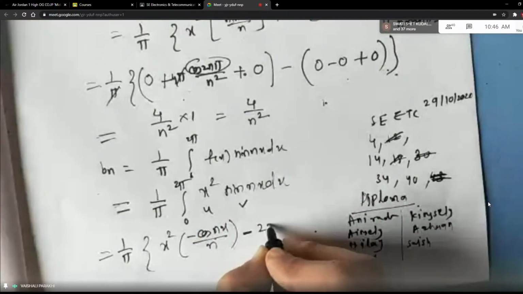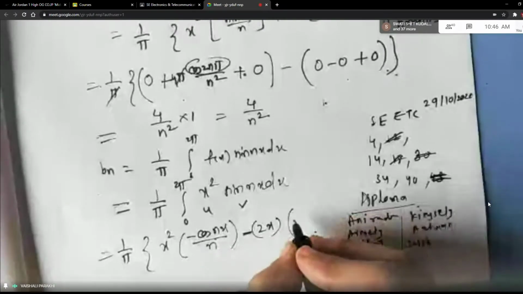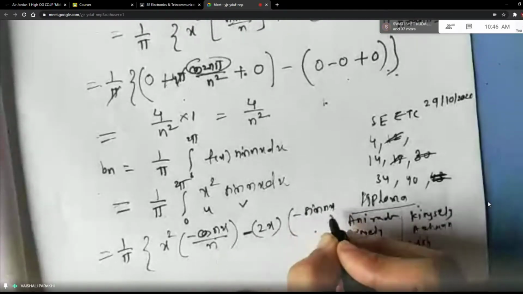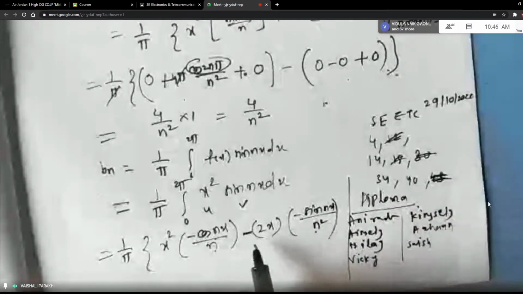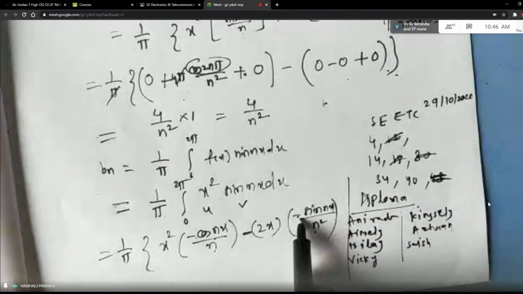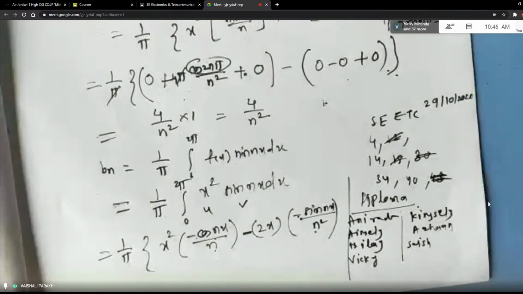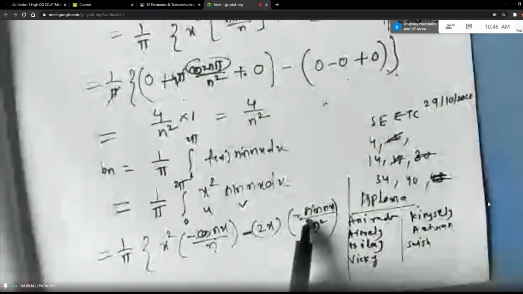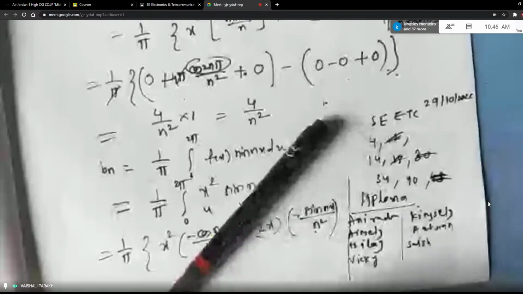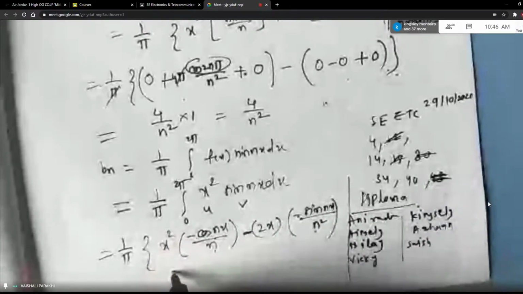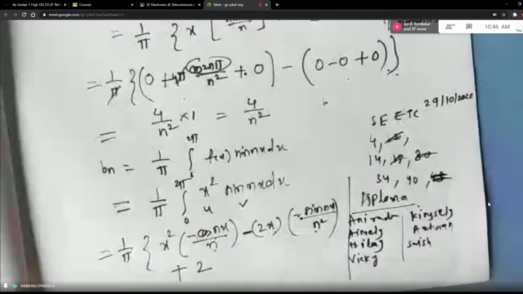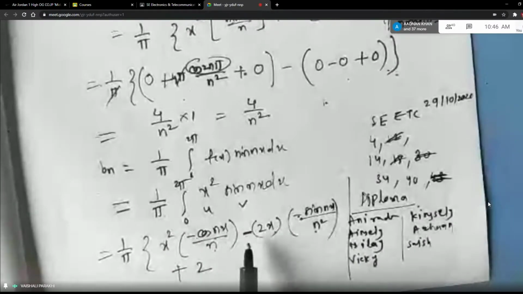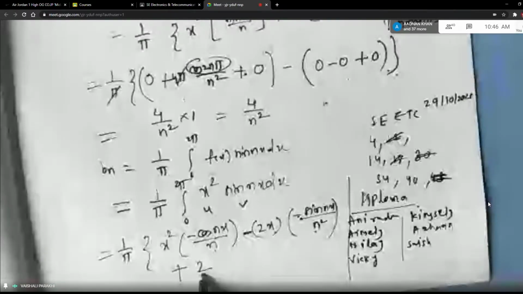Derivative of x square is 2x. Integral of cos is sin upon n, but n into n will be n square. Now see students, this minus sign will carry forward. Even though the integral of cos is positive, this minus sign will carry forward. Then the middle sign is plus. Derivative of 2x is 2. Don't take the derivative of minus 2x, students. This minus sign is inbuilt in the formula. So don't write the derivative of minus 2x as minus 2 here.